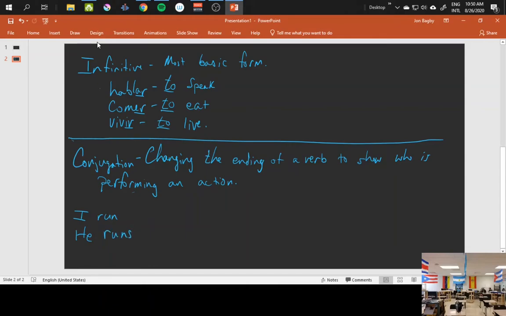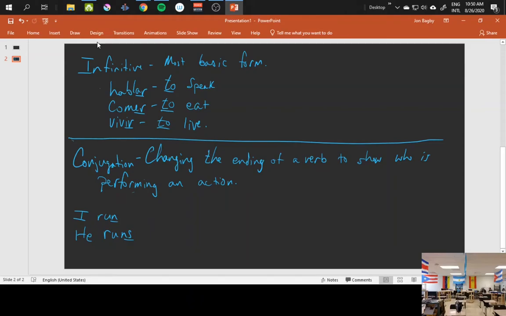Alright, so in English we have the I form and then we have the he form, but I also works for we, so I run, we run, and they run. It has the same conjugation. He runs, she runs, also have the same conjugation.